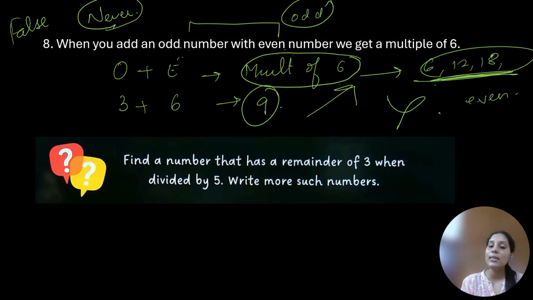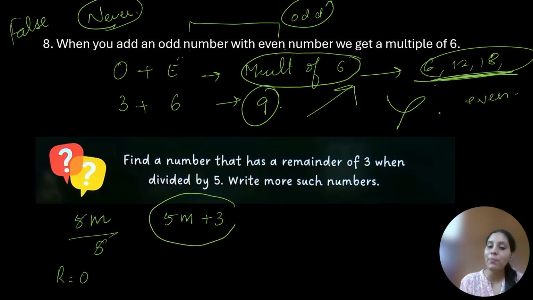Find a number that has a remainder of 3 when divided by 5. Okay. So when divided by 5, 5n leaves remainder 0 because it is exactly divisible. But for a remainder of 3, I can take 5m plus 3 as such a number, isn't it? 5m is exactly divisible by 5, I need 3 as the remainder, so I added plus 3.